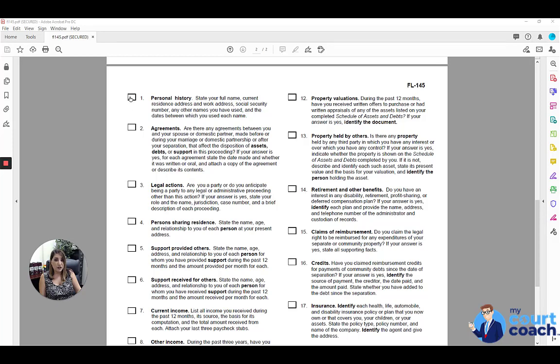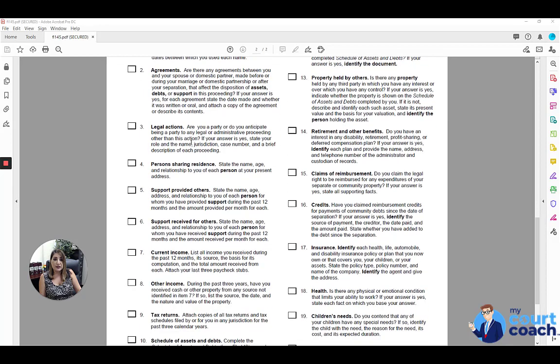The first one is just general personal history, where they state their full name, current residence address, work address, social security number, any other names they've used, and the dates that they used those names. The next interrogatory is asking about agreements, if there are any agreements between the two parties regarding disposition of assets, debts, or support. More than likely, if this is just a paternity case or it's not a dissolution of marriage or legal separation, you probably would not inquire into this, but that is up to you.